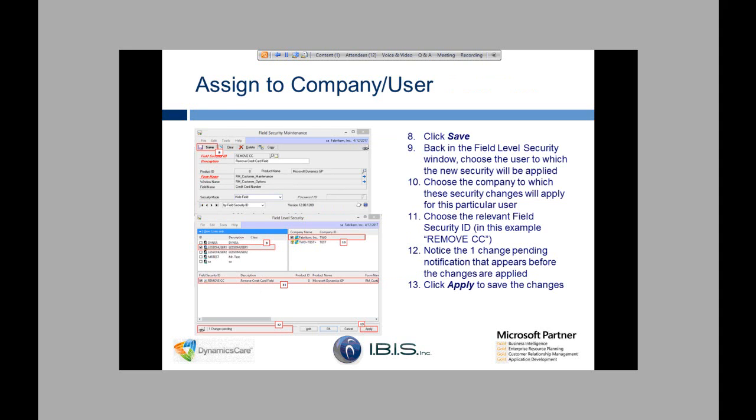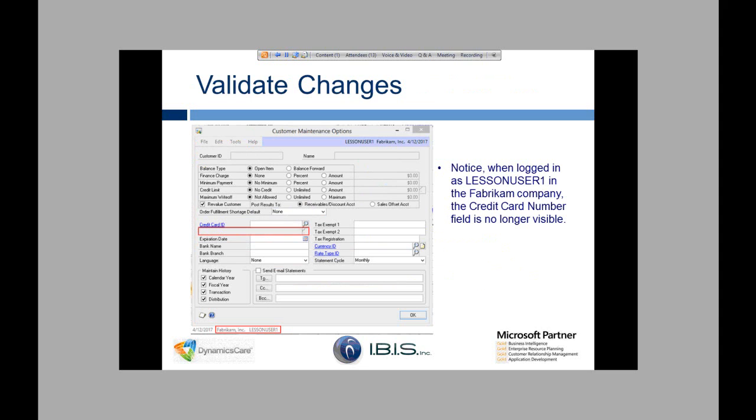And now here's the validation of it. If we go into the customer maintenance options, you'll see that the credit card number is no longer visible for the company and user combination we chose. So that's a general idea of the process.